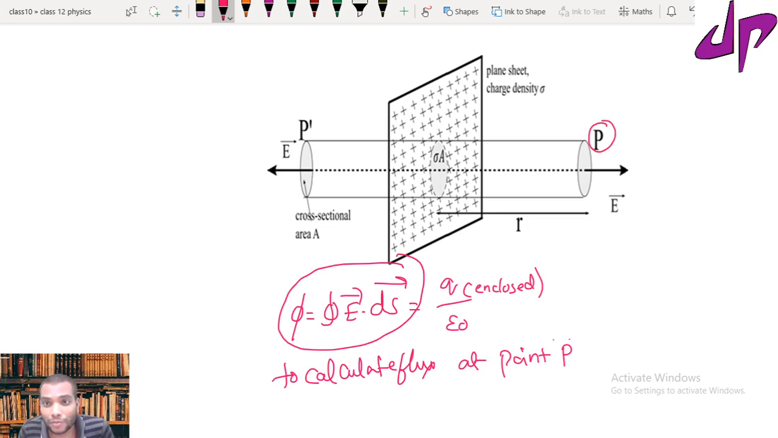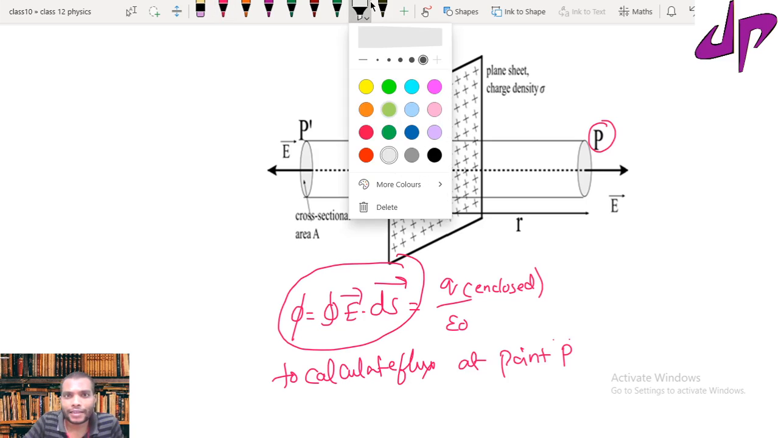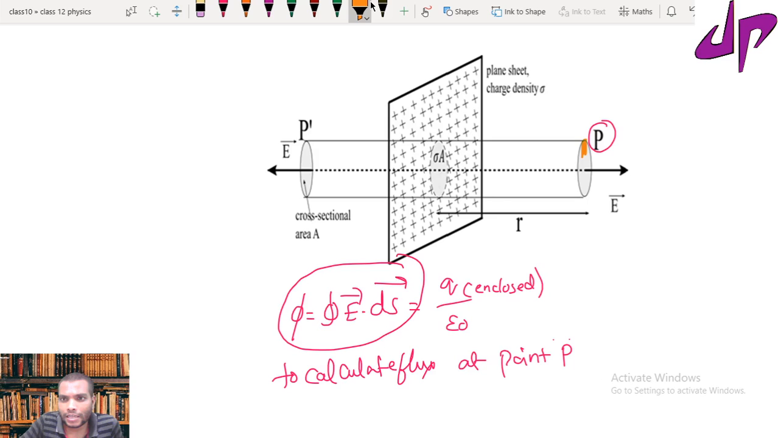Now at this point, I clearly see two areas. Let me highlight the areas in the figure. This is the area you are seeing: this is the surface area of the cylinder at the end on the right side, and this is the starting area.